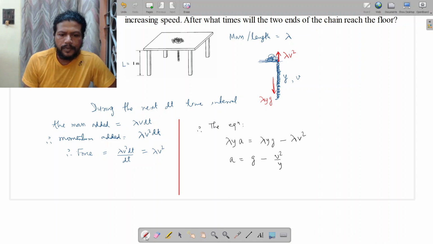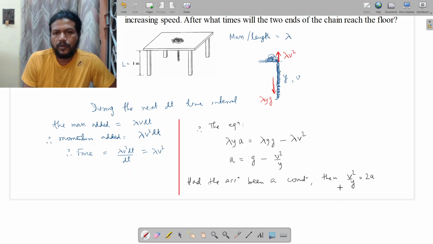Now, had the acceleration been a constant, then v square by y would have been twice a, because for constant acceleration with an initial zero speed, v square must be twice a into displacement, which is y at the lower end. So this is what we should have.